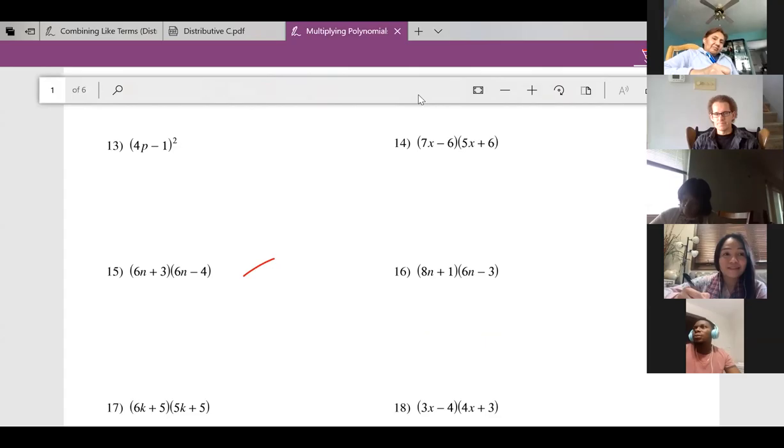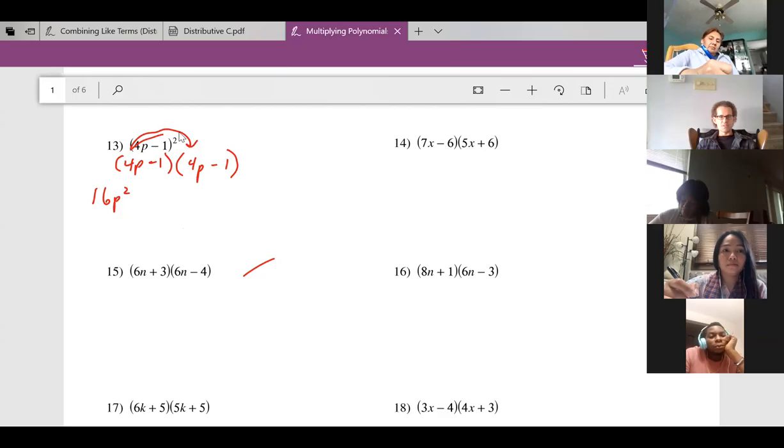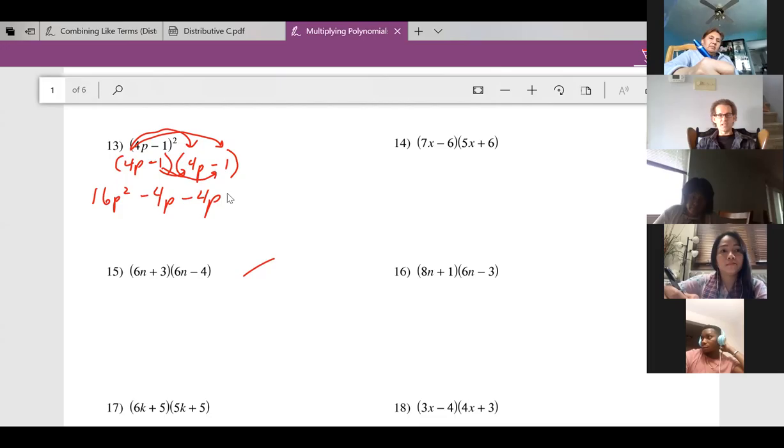All right, for number 13, if the whole parenthetical equation is squared, I want you just to rewrite it, okay? So you have 4p minus 1, and then rewrite another pair of parentheses, 4p minus 1. Okay, so now I'm ready to multiply like any other polynomial. So I'm multiplying 4p times 4p, and I get 16p squared. Then I have 4p times negative 1, and I get negative 4p. Then I'm ready to multiply the second set of numbers. I have negative 1 times 4p. I get another negative 4p. Negative 1 times negative 1. Remember, negative times a negative is a positive.